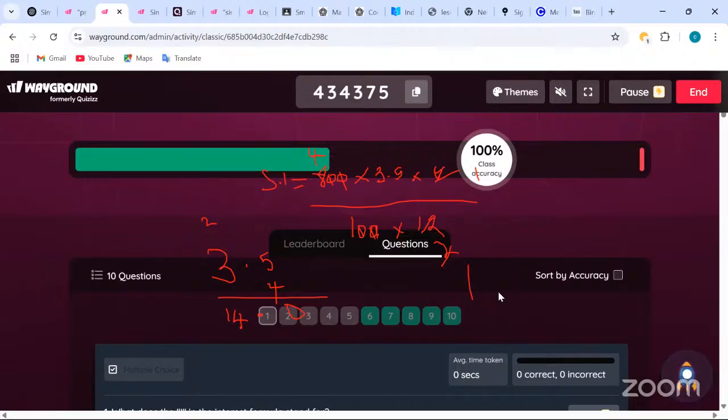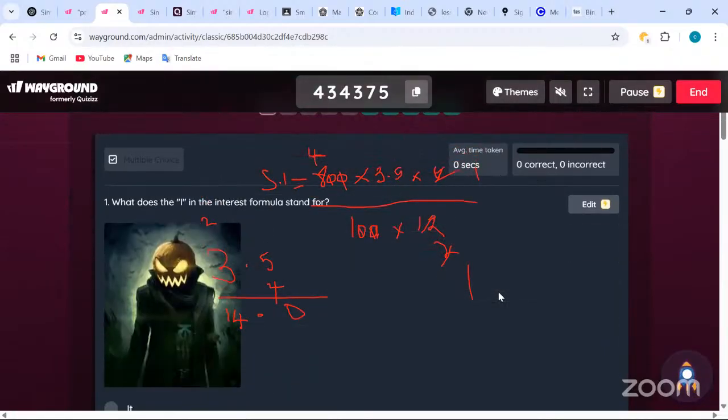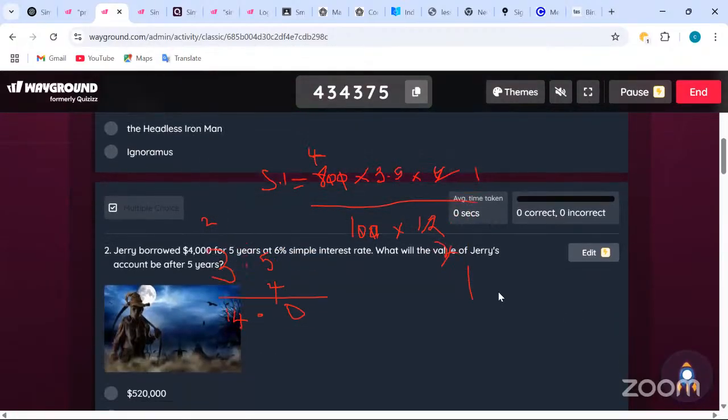I do not understand this. Which question is that? Jerry borrowed 4,000 for 5 years at 6% simple interest. What will the value of Jerry's account be after 5 years? Okay. So it says that Jerry borrows $4,000 for 5 years at 6% simple interest rate.